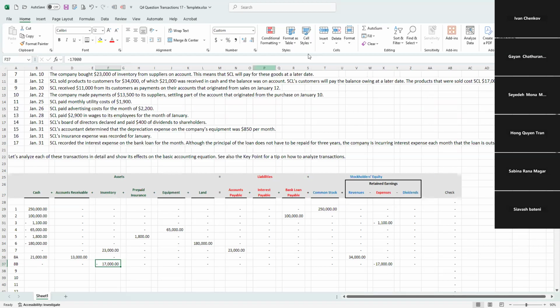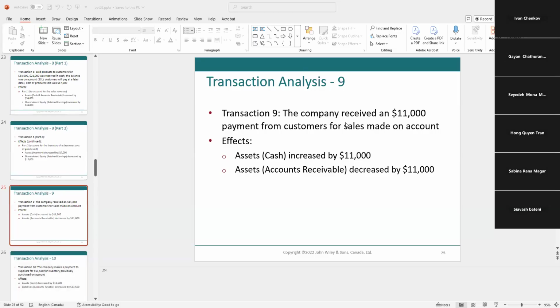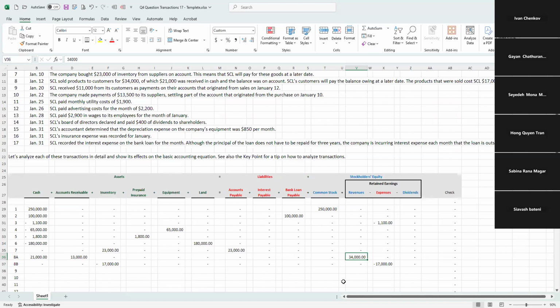Let's do another transaction now. Transaction number 9. The company received $11,000 payment from the customer for the sale made on account. Okay, let's see what we're going to do with this. So now the customer that we sold inventory for $34,000 pays us $11,000 cash.